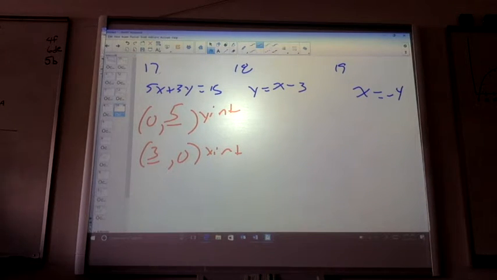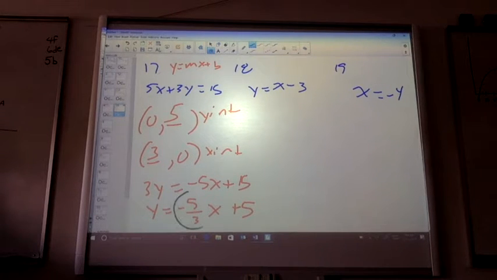In order to find the slope, you need your equation to look like this. So you need to solve for y. If I'm going to solve for y, I'm going to subtract 5x from both sides. Is that okay so far? If I want y equals mx plus b and I have 3y, what do I have to do with the 3 to get y by itself? Divide everything by 3. Anyone want to take a shot at what the slope is? Negative 5 thirds. Yeah, that's my slope right there.